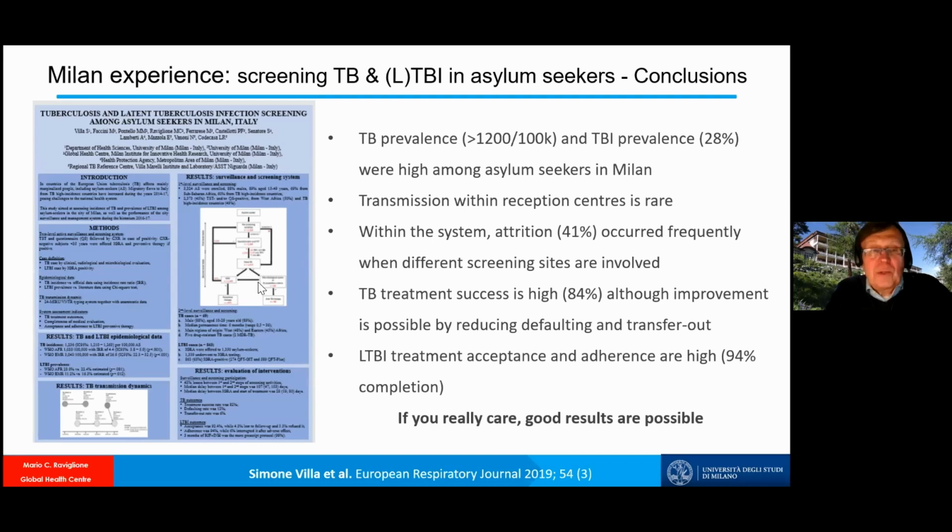Transmission, I didn't speak about that. I don't have time, but there is a graph here that shows essentially the transmission was a very rare event. Within the system, the attrition was major, and it was due to two different sites where the screening was undertaken. First chest X-ray, first TST and questionnaire in one place, and then chest X-ray in another, and that is where the attrition is.